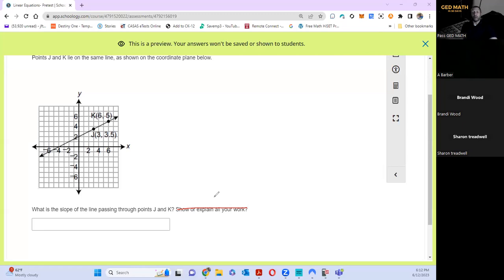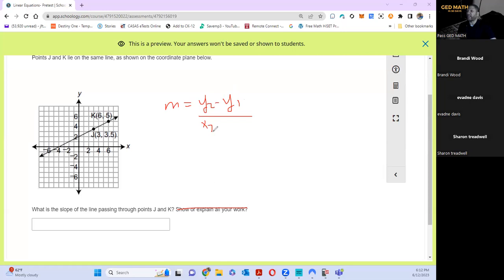But what do we know? Find a slope from 2 points. How do you find a slope from 2 points? Y2 minus Y1 over X2 minus X1. Who said that? Me. Say it with confidence. Y2 minus Y1 over X2 minus X1. You got to know these formulas.